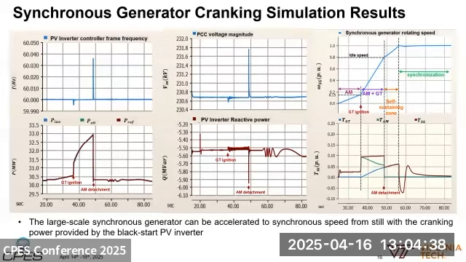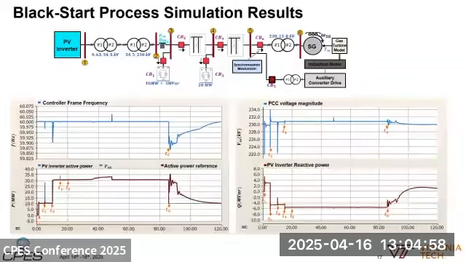It can be noticed that even though we need to supply the energy to increase the rotating mass of a large-scale SG, the required additional power injection is quite small compared to the SG power rating of over 100 megawatts. This means the IBR can jumpstart an SG with much larger power capacity than itself.